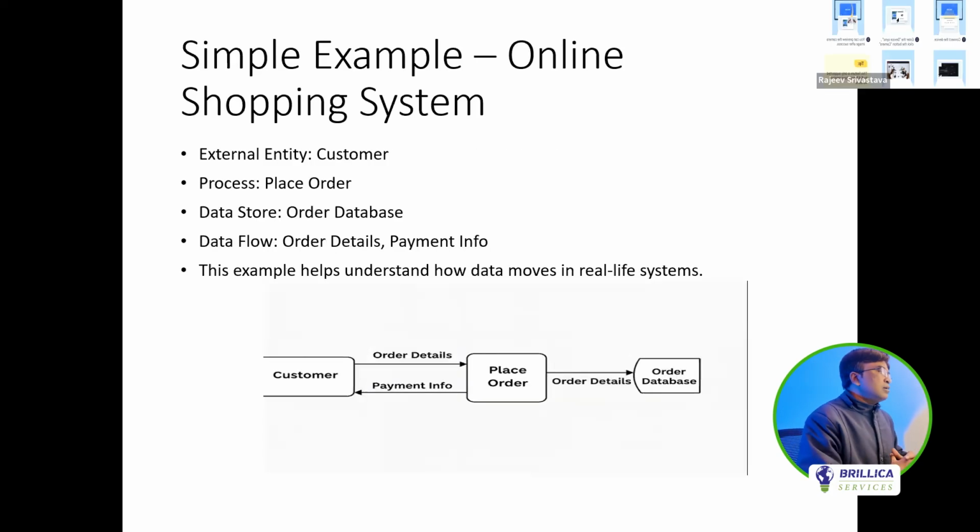As you can see here, I have taken a simple example of an online shopping system where the external entity is the customer, the process is place order, the data store is your database, and the data flow is the order details and payment information. As you can see in this diagram, here you can see the customer, here is the place order, and here is the order database. These arrows show you the order details, and the payment information comes back to the customer.